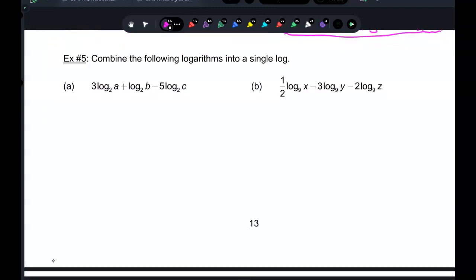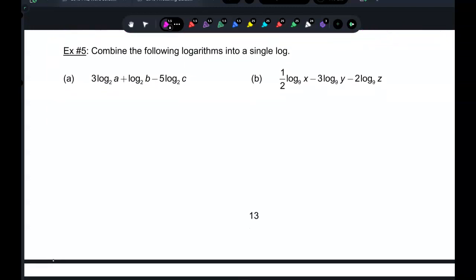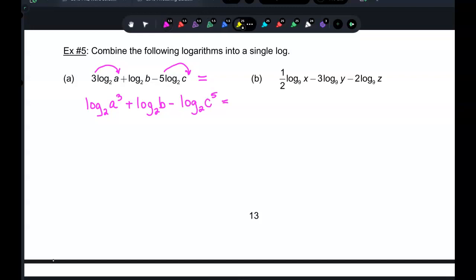Here, I want you to take care of the exponents first. So I'm going to move the 3 there and the 5 to that exponent. So it's going to be log base 2 of a to the third plus log base 2 of b minus log base 2 of c to the fifth. Okay. Now all the additions are going to turn into multiplication. The subtractions are going to turn into division. So this is going to look like log base 2 of a cubed times b.